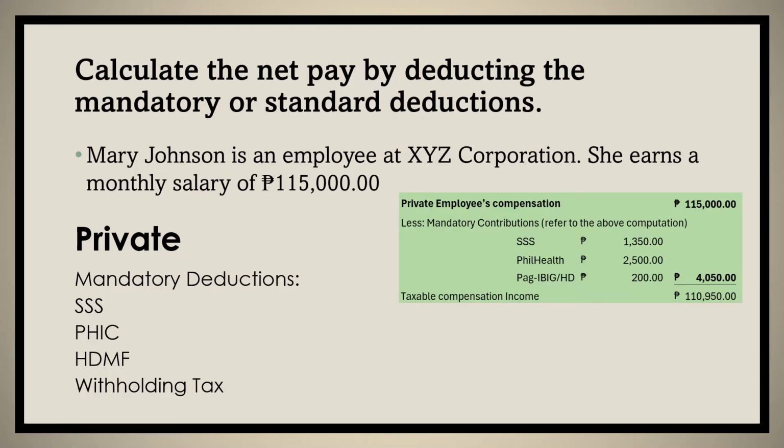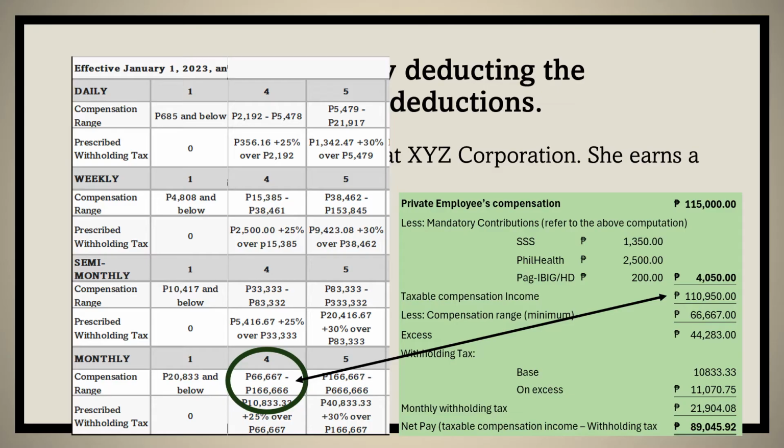We will first identify the taxable compensation income of an employee. In this case, we will deduct the total mandatory deductions from basic compensation. That will be 115,000 minus 4,050. And the taxable compensation income of an employee will be 110,950 pesos. Next, refer to the income tax table and locate the relevant monthly row based on your income. Identify the column that corresponds to your taxable compensation income.